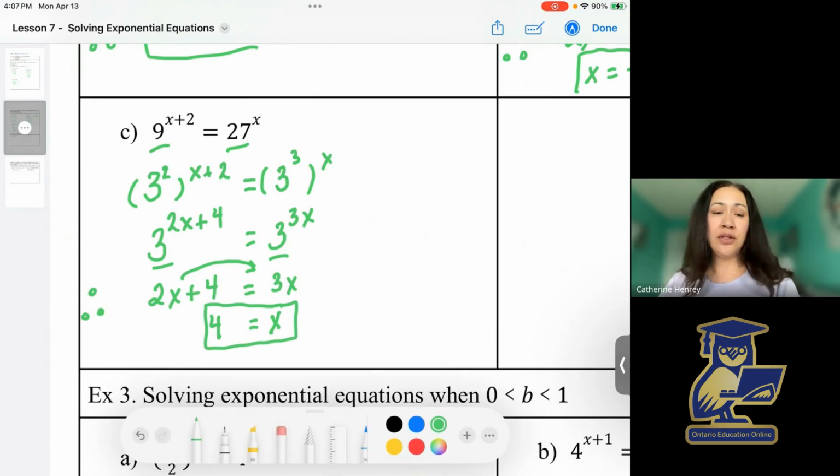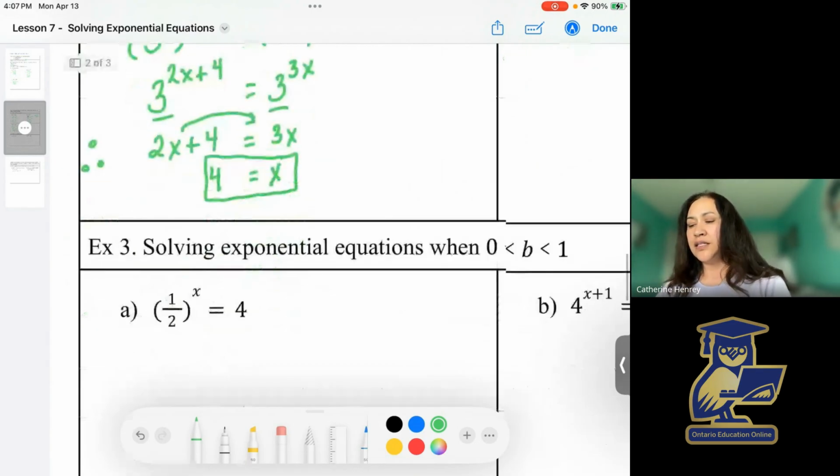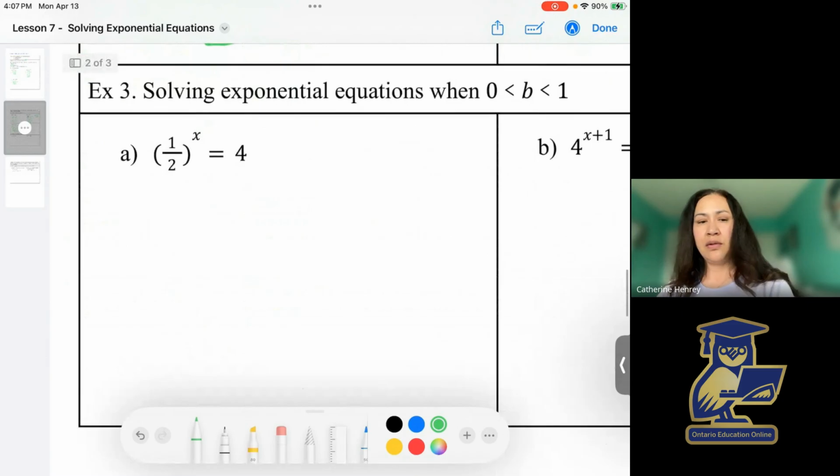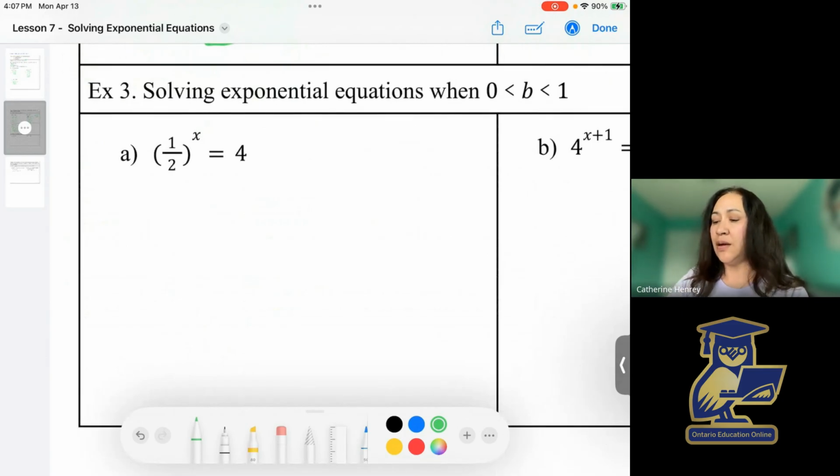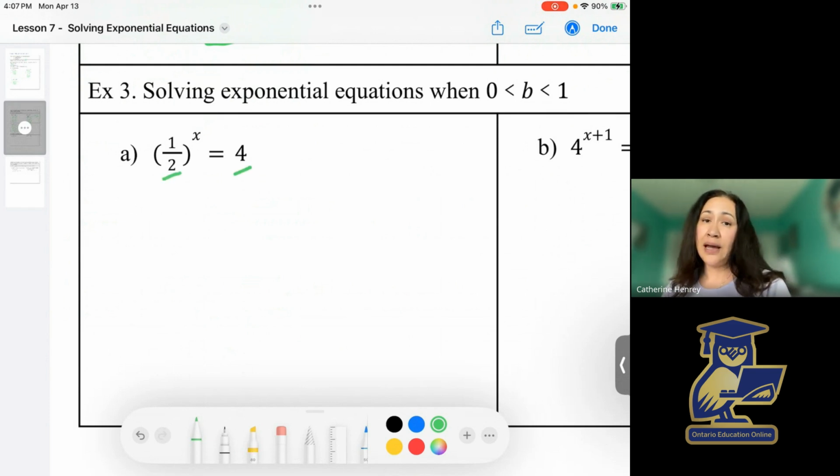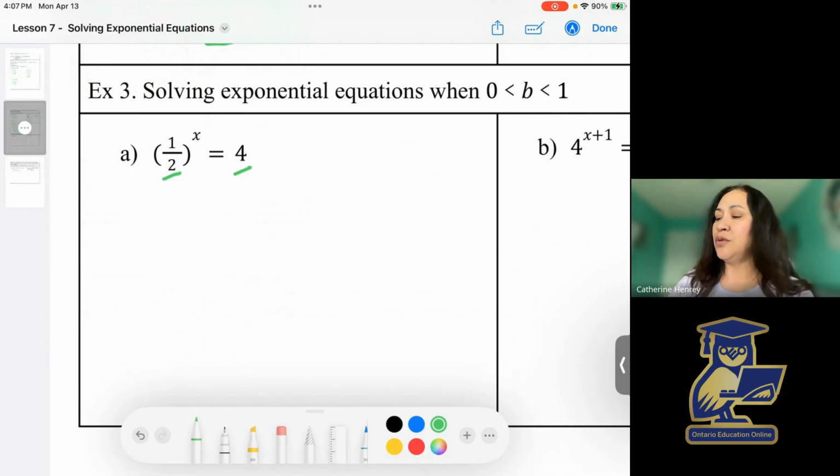So working with whole numbers and positive bases, not too bad. Let's take a look at some examples with fractions. Again, we see that we don't have the same base. On the left side, we have a base of 1/2, and on the right side, we have a base of 4. But here, you want to remember your negative exponent property.